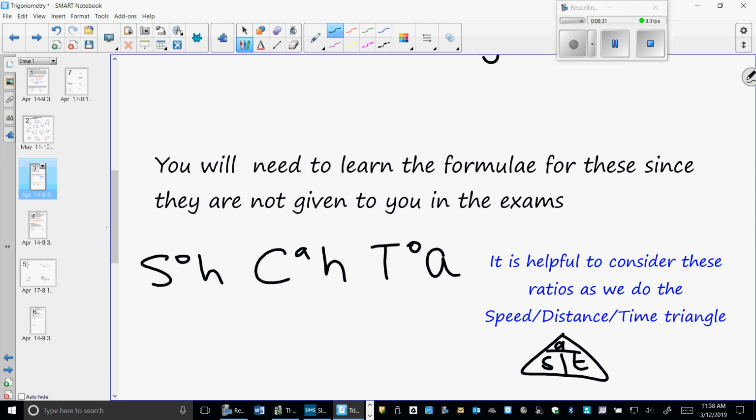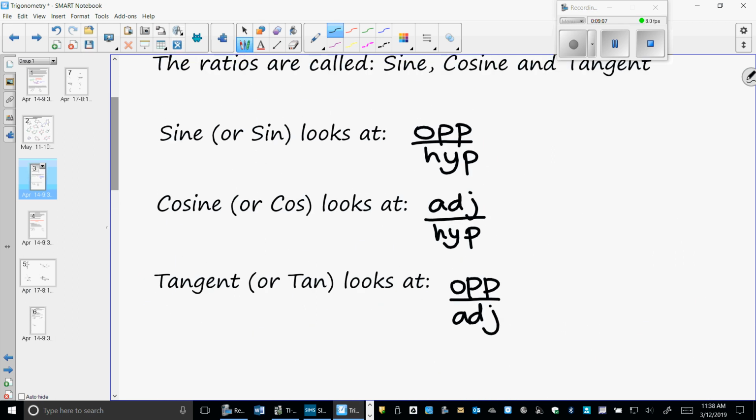So the O's would be on top. This is O on the top, this is A on the top, this is O on the top. So that's O over T and A. Just S is O over H, C is A over H, and T is O over A. So to add them up: sine is opposite over hypotenuse, cos is adjacent over hypotenuse, tan is opposite over adjacent.